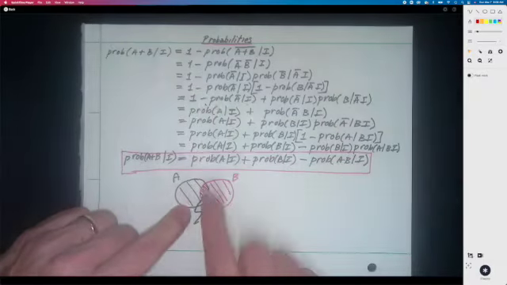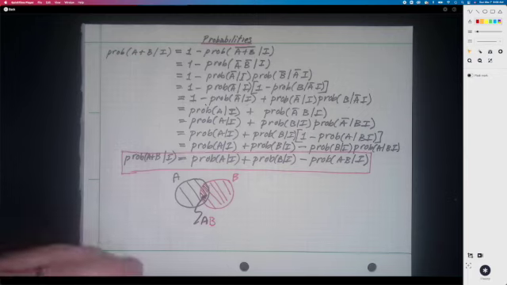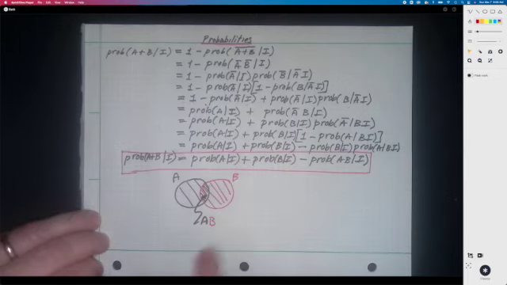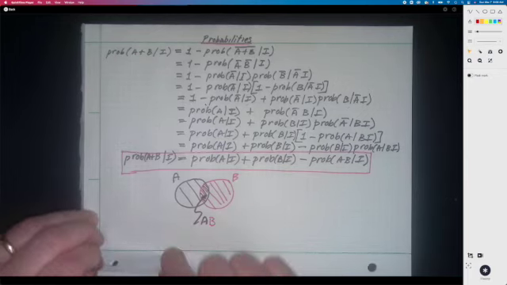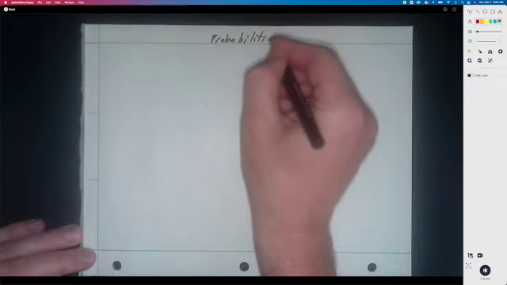Okay, so that was a long derivation for this one. Now we're going to derive two new results from the rules of probability that are going to be easier to get at. The first one is Bayes' rule. All right, so now we're going to derive Bayes' rule, or Bayes' theorem.